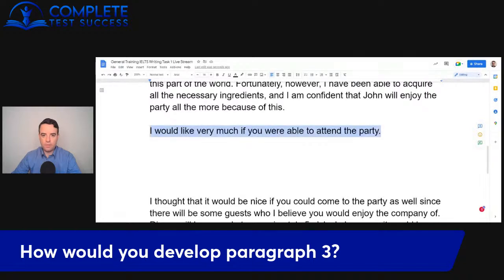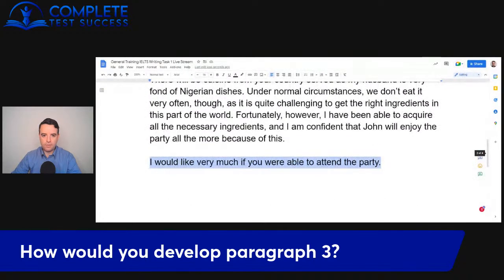So I need more about this for this paragraph. So what else are we going to say about inviting them? And remember, you have to stay on topic. You can't just talk about something else to fill up your paragraph. You are inviting them to the party, so you need to make sure you continue focused on that.